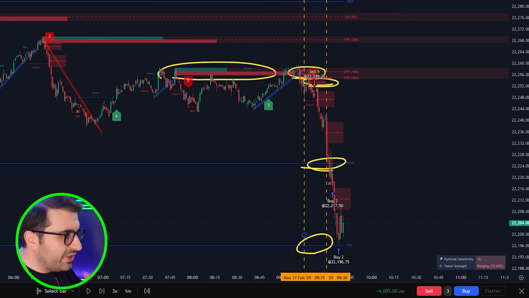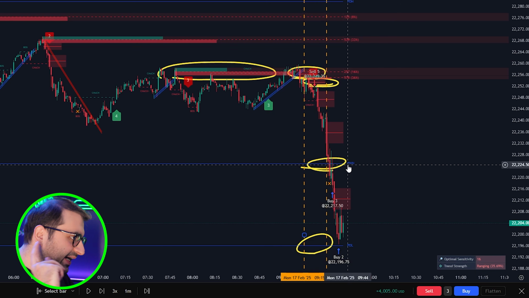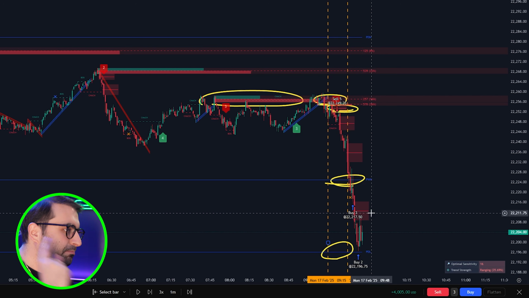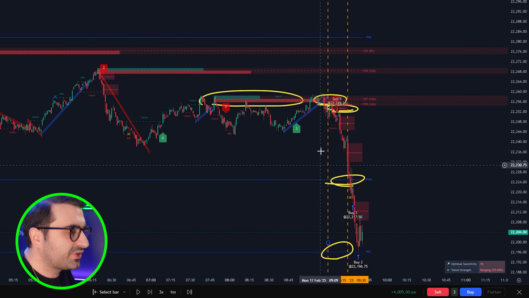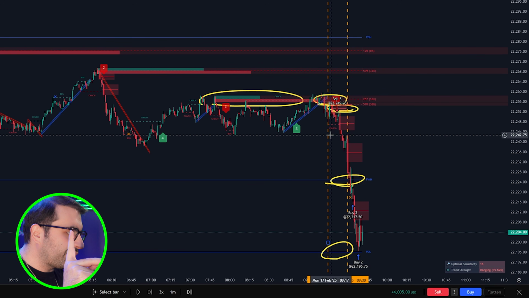So the idea here is quality over quantity. We will take one trade, but that one trade will get the money that we could make from all these scalps. This is the idea. We will focus on one perfect trade. After that we will close our screens.